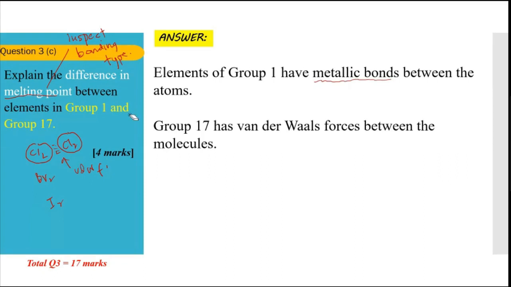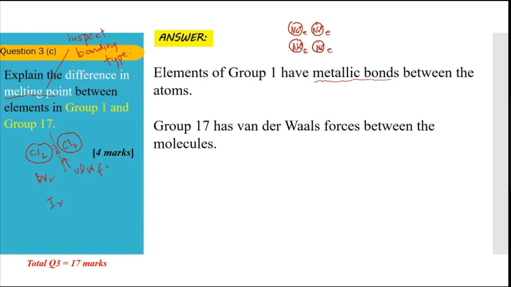So in melting, this is what you overcome: van der Waals forces. Whereas for metallic bond, if you talk about the electron sea model, I just simply sketch one example here: Na+, Na+, Na+. Per atom releases one electron.